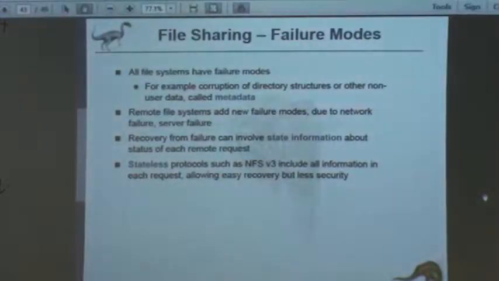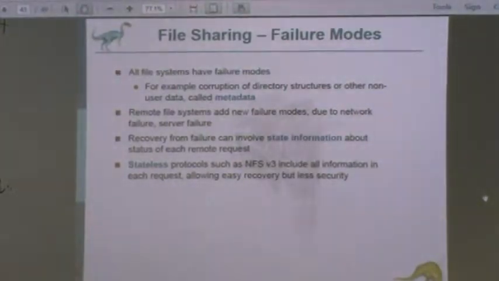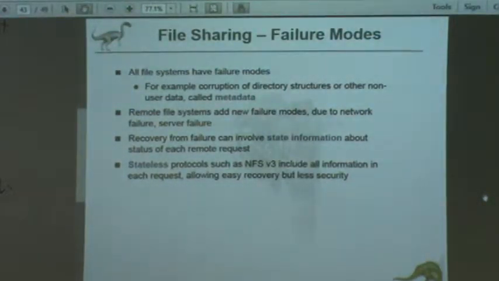What is the time? Four more minutes. Okay.